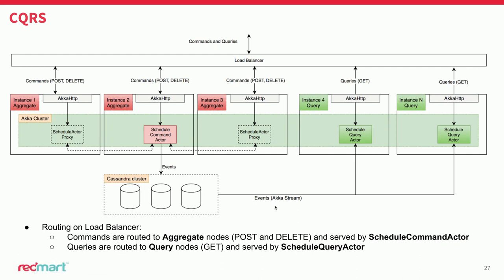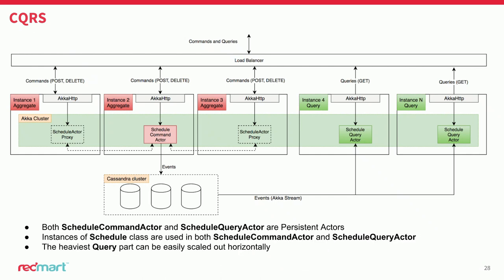Another thing for CQRS is routing on the load balancer. It automatically routes POST and GET requests to the appropriate nodes. It knows in advance which one serves what. As I already said, the schedule class is used inside both actors, in different manners.